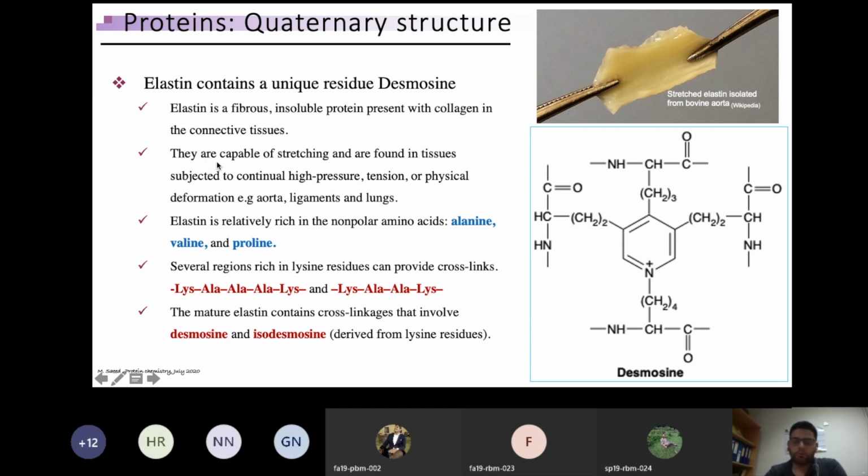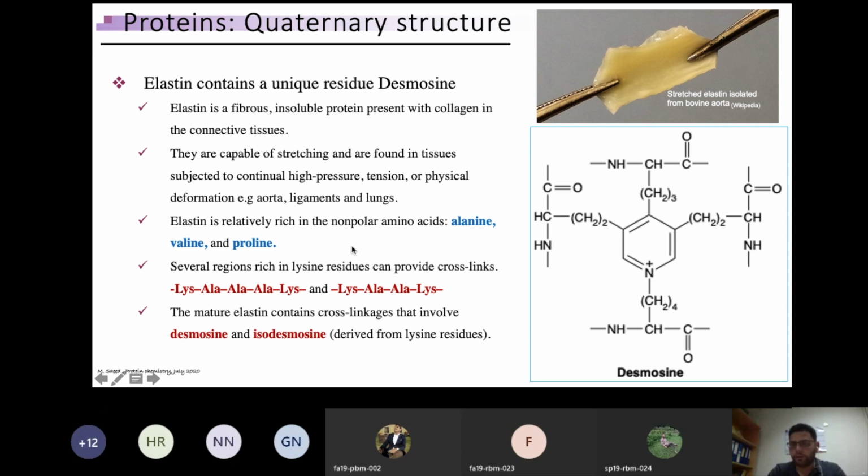These elastin fibers are capable of stretching in 2 dimensions and are found in tissues that are under continuous pressure and tension, as well as in continuous physiological deformation. The examples of such tissues are aorta and other vascular connective tissues, ligaments, and lungs. Normally, elastin fiber is relatively rich in non-polar amino acids like alanine, valine, and proline.